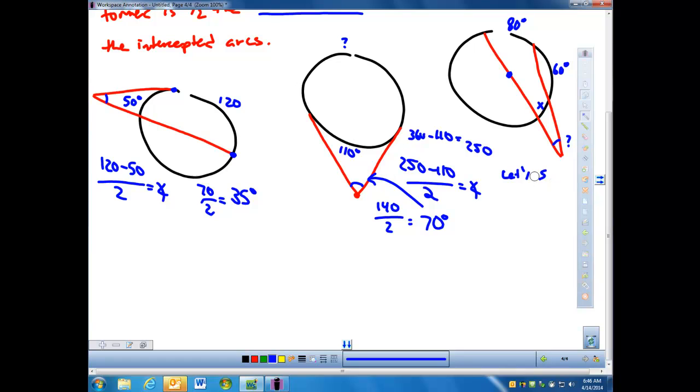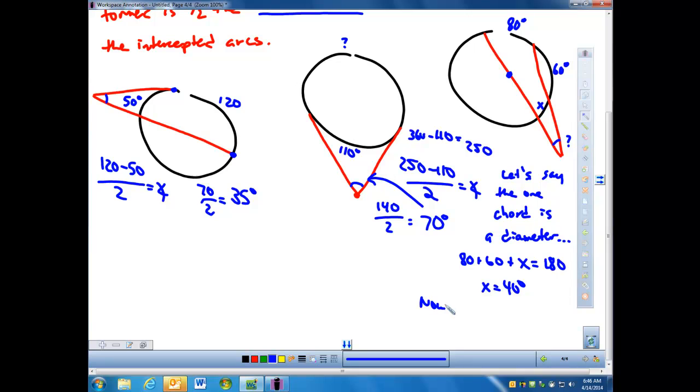that is a diameter, so we know that there are 180 degrees in the semicircle on the right. And so what can we do to figure out that x? Well, we could take the 80 and the 60 and add them together, and that's 140. And so we know that the last piece of that semicircle must be 40 degrees. Now I have my two arcs. So what am I going to do with them? Since it's outside, I always subtract the two arcs and divide by 2, and that's going to give me a 20-degree angle for my answer.